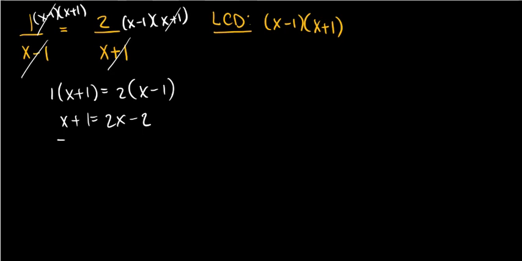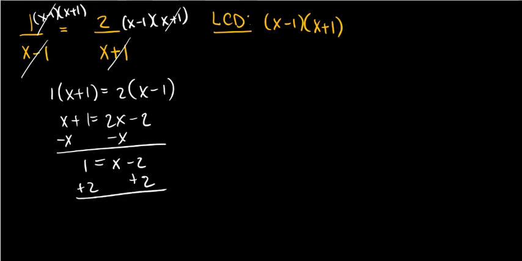And now you can solve, right? You can subtract x on both sides. You're left with 1 equals x minus 2. And if you add 2 to both sides, you're left with x equals 3. So your solution here is x equals 3.